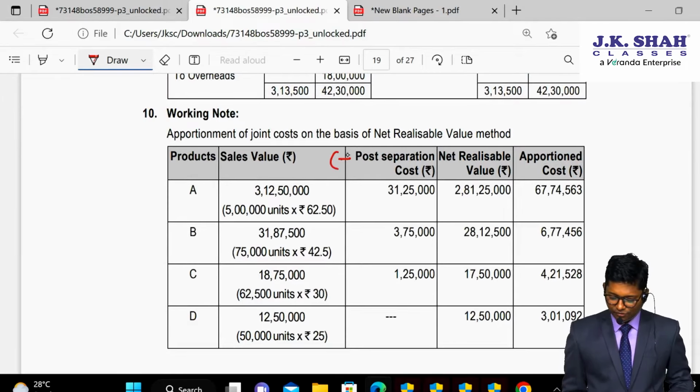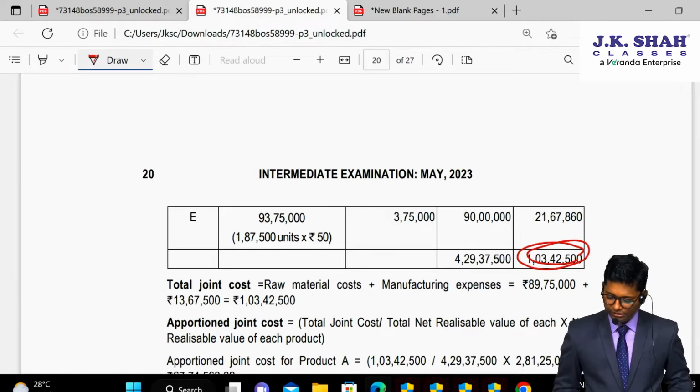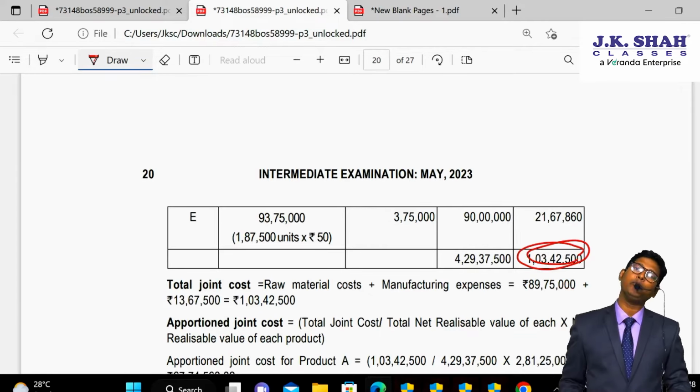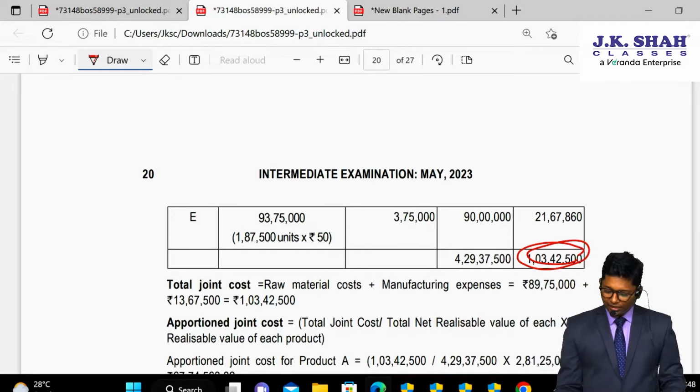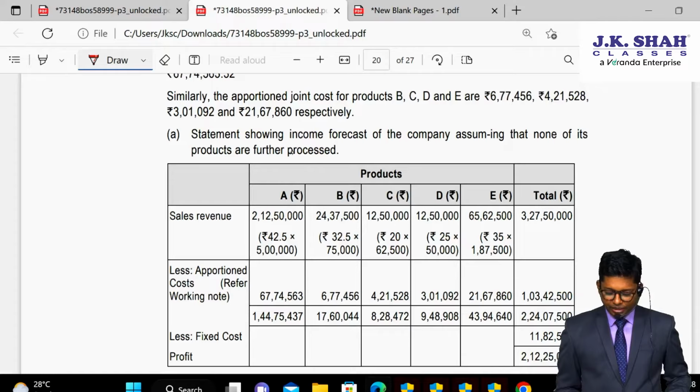From sales value, post separation cost is deducted and NRV is calculated, and on the basis of available NRV, total joint cost is simply cross multiplied and apportioned between the products. After that, they have computed the profit at split off point, where none of its products are further processed.